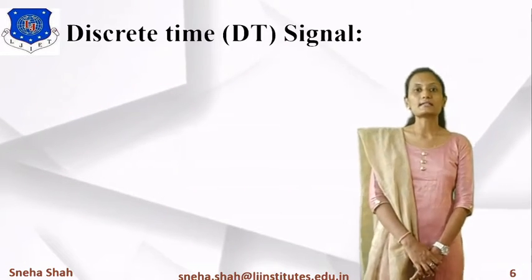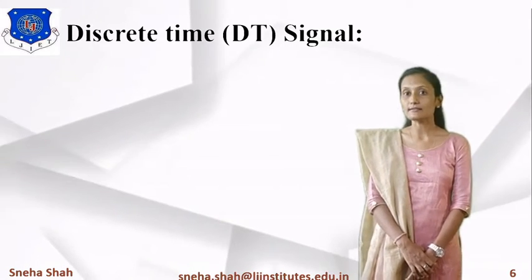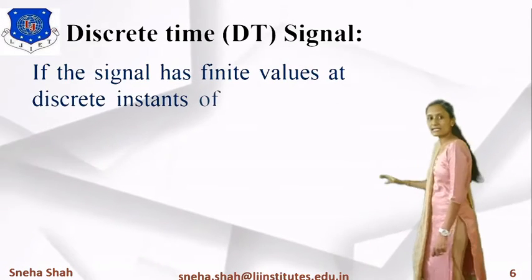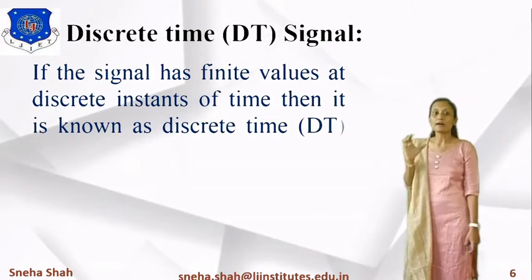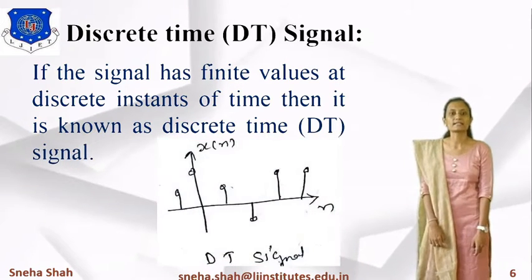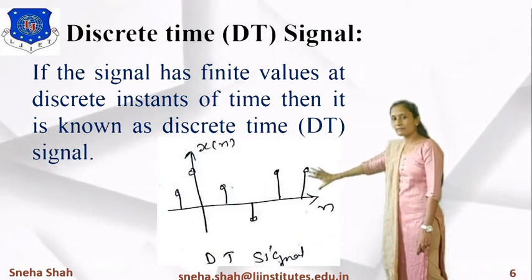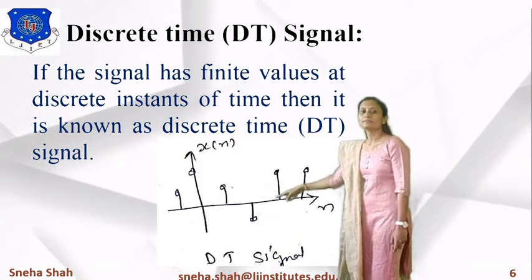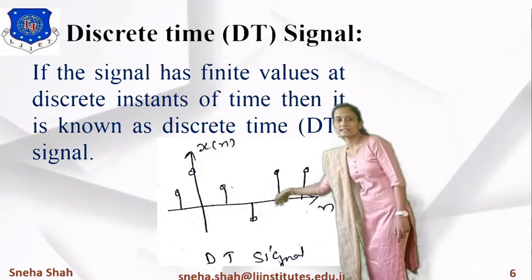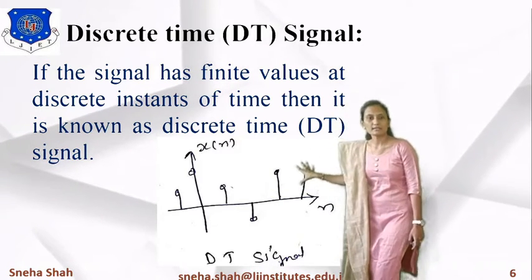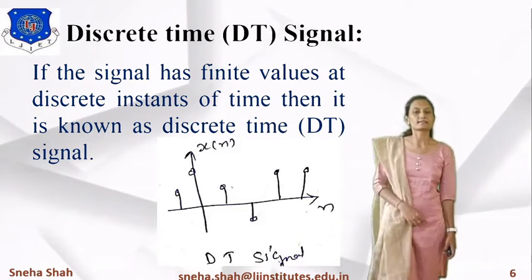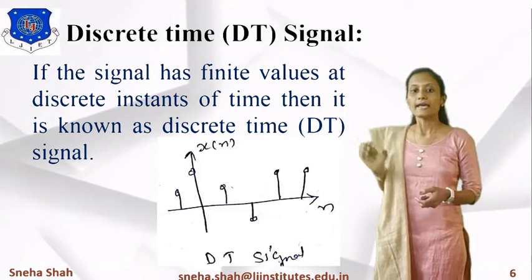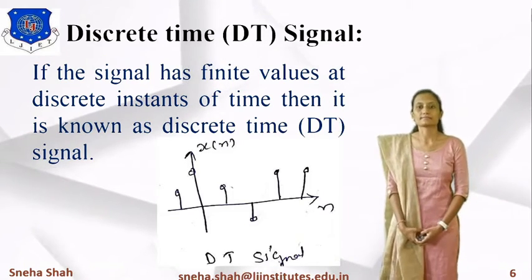Now the next type of signal is the discrete time signal. What is the meaning of discrete time signal? A discrete time signal can be defined as a signal which has finite amplitude levels at particular instants of time only. From this diagram, you can see that this amplitude level is finite, but only at particular instants of time, otherwise its value equals 0. So this signal can be defined as a discrete time signal. It has some finite amplitude level at particular instants of time only.